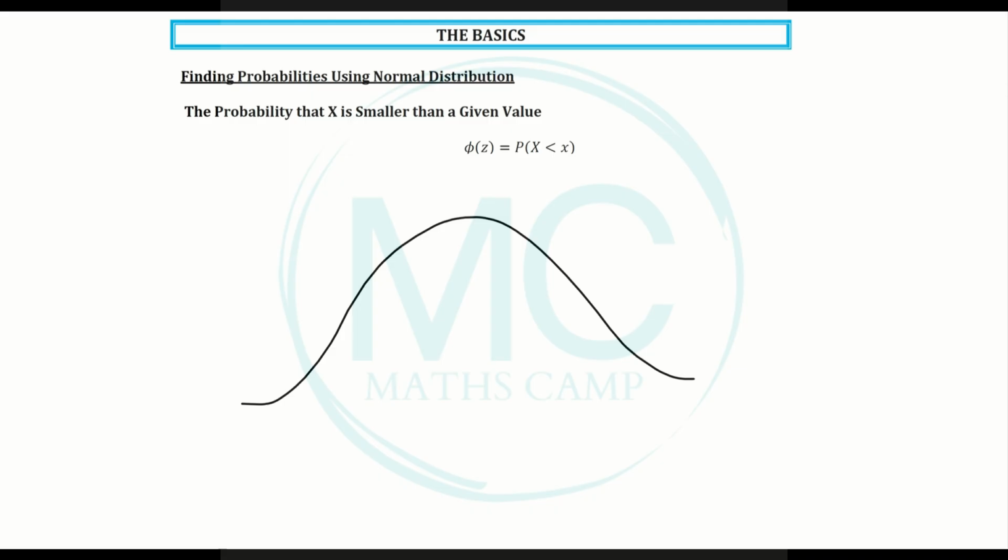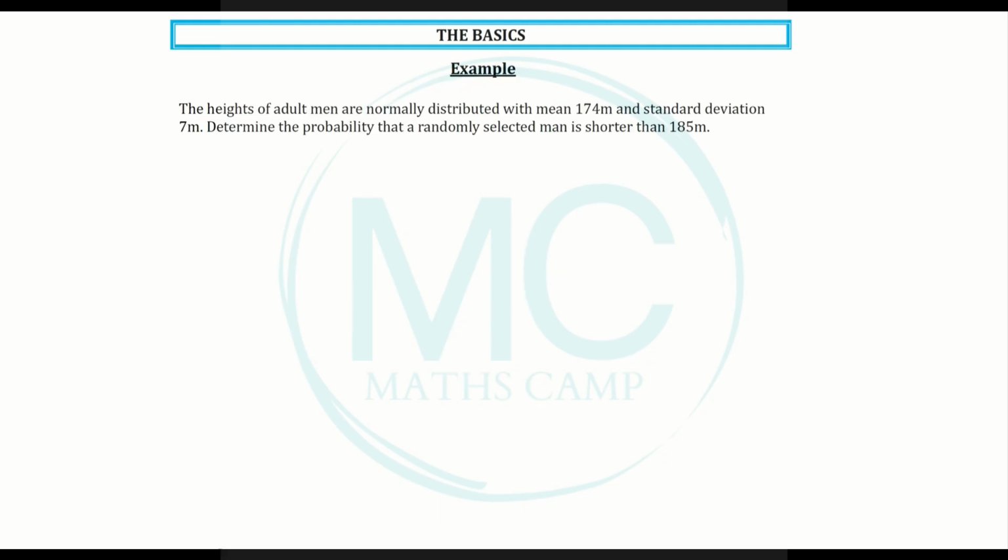But what is important is that the probability we get from a z-score is always the probability that x is smaller than a given value. So in this case, let's say that our x value is here. Our probability will be the area that lies to the left of x. Let's look at an example. The heights of adult men are normally distributed with mean 174 meters and standard deviation 7 meters. Determine the probability that a randomly selected man is shorter than 185 meters.